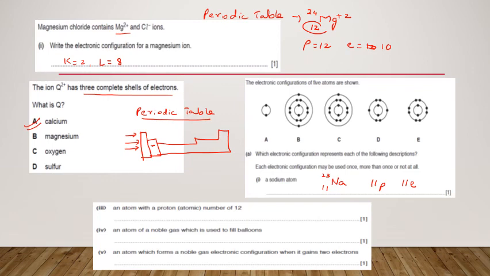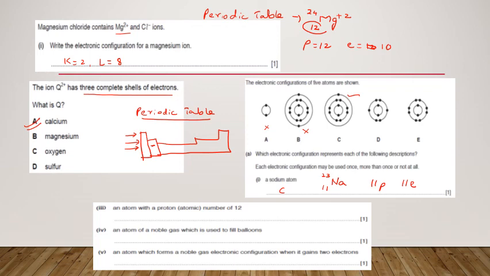So let's see. This is not sodium since it has 2 electrons. Let's count 2, 3, 4, 5, 6, 7, 8, 9, 10, 11, 12. This has 12 electrons, not sodium. 1, 2, 3, 4, 5, 6, 7, 8, 9, 10, 11. This appears to be sodium. So I can write C here.